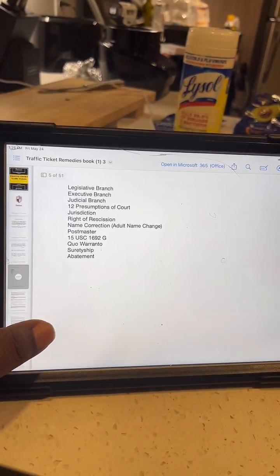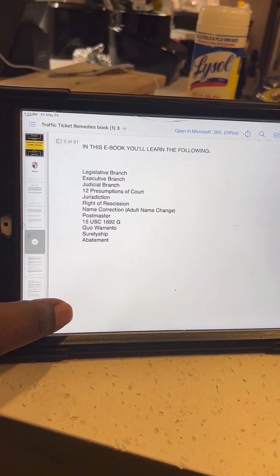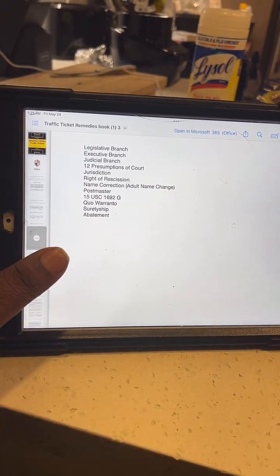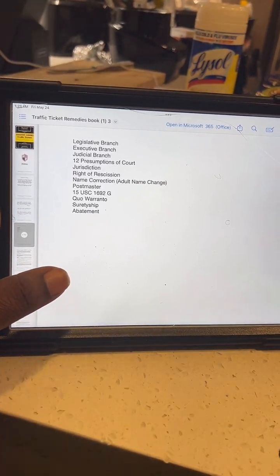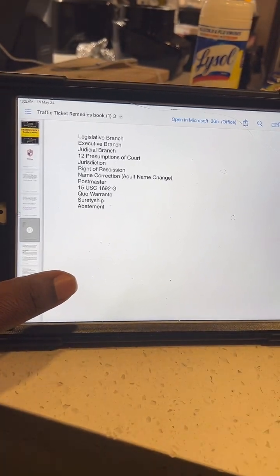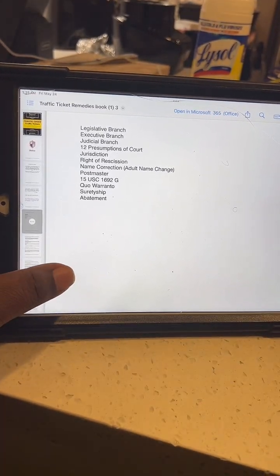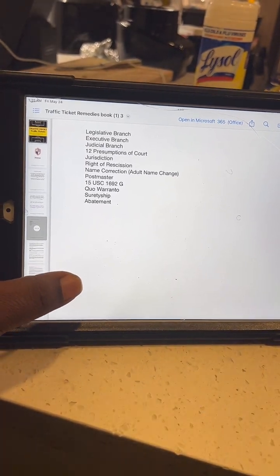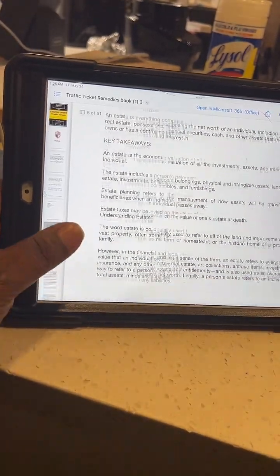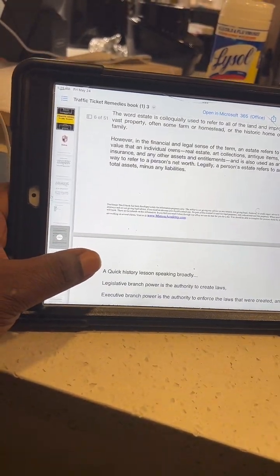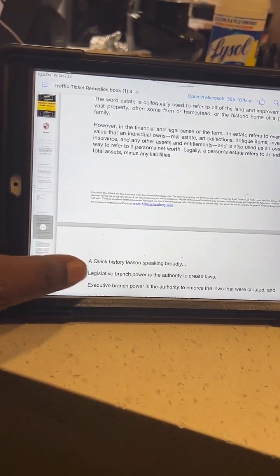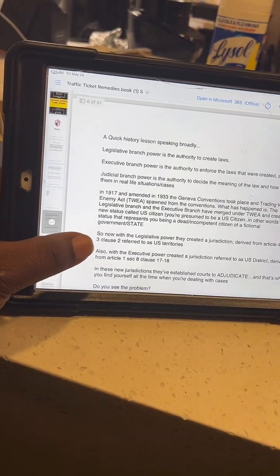So, yeah, he talks about the legislative branch, the executive branch, the judicial branch, the 12 presumptions of court, jurisdiction, right of rescission, name correction, adult name change, postmaster, 15 USC 1692g, the quo warranto, the suretyship, and the abatement. So he shows you how to file abatement too in court, to where it's challenging jurisdiction. It's different from a motion, because when you file a motion, you don't get remedy. But when you file abatement, you get full remedy because you challenge jurisdiction.